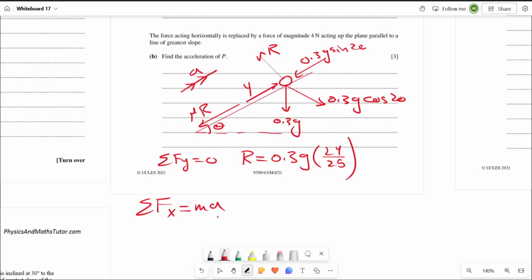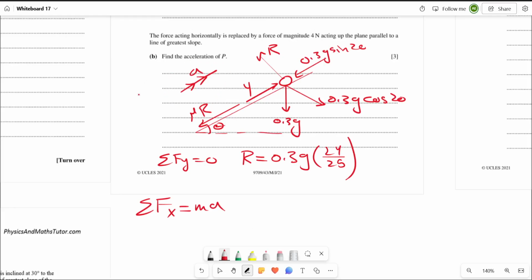So you have to write the sum of forces, where some forces are going to be positive, some forces are going to be negative. How do I determine? I need to choose a positive direction. Which direction do I choose as positive? Is it going up the plane or down the plane? It doesn't go like that. You should always take the positive direction as the direction of acceleration.